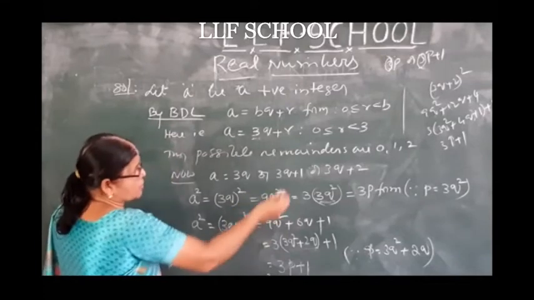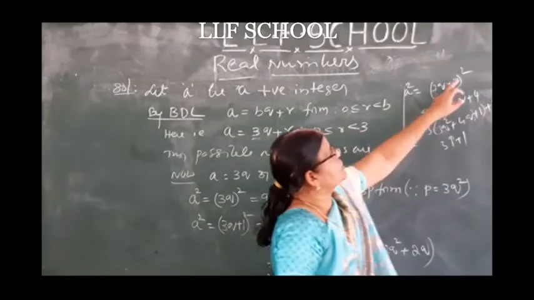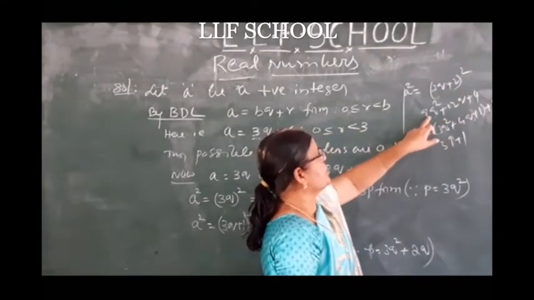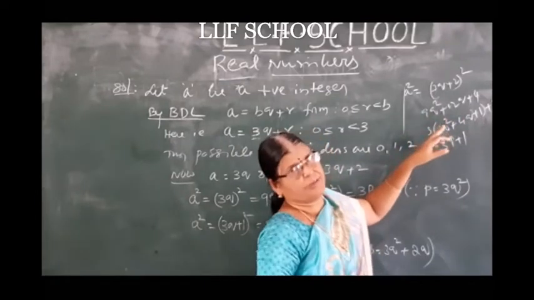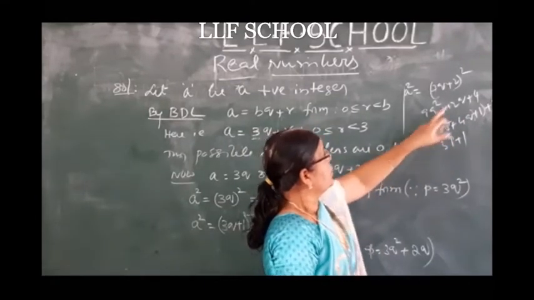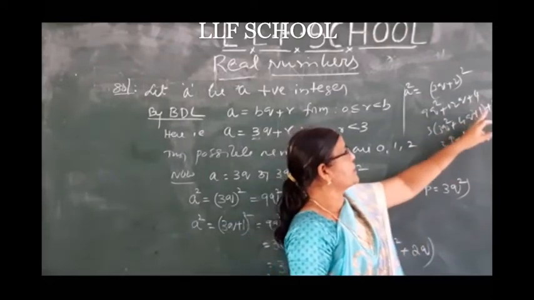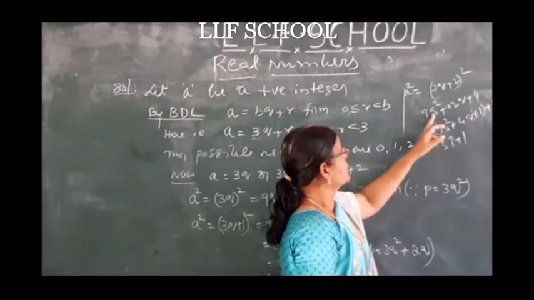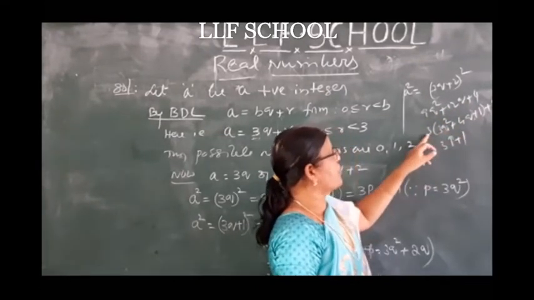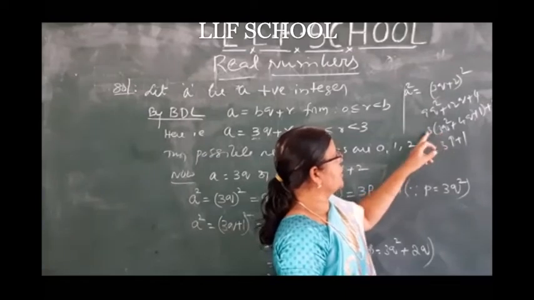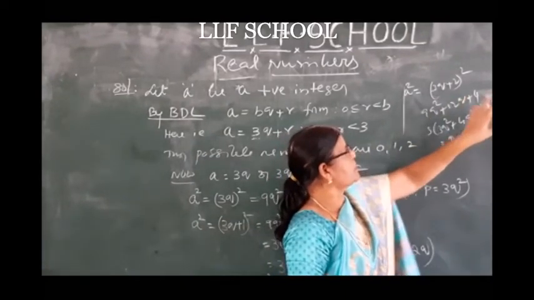Like that, the third number also. a square is equal to 3q plus 2 whole square. That expansion is 9q square plus 12q plus 4, according to the a plus b whole square expansion. Now 4 is expressed as 3 plus 1, so 9q square plus 12q plus 3 plus 1. In these, what is the maximum common factor? 3. 3 divides 3q square, 12q, and 3, and the remaining is plus 1.